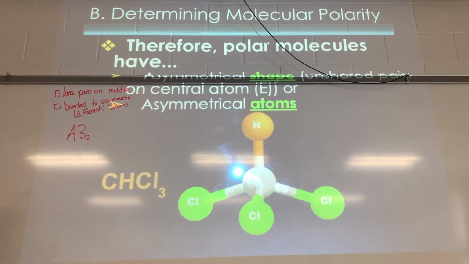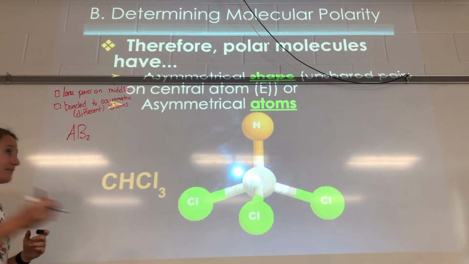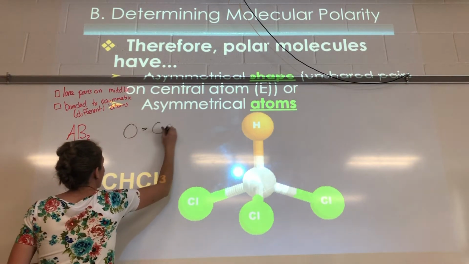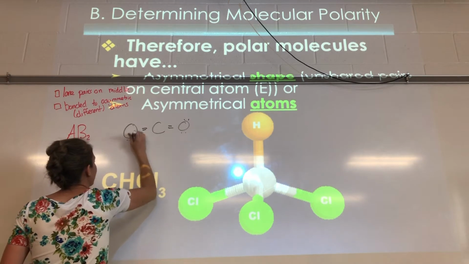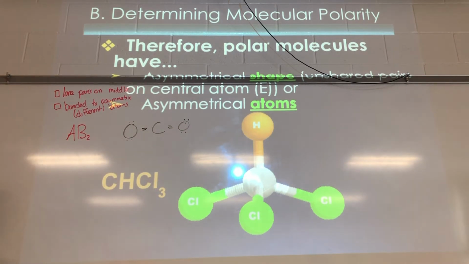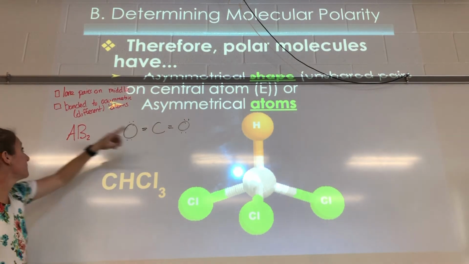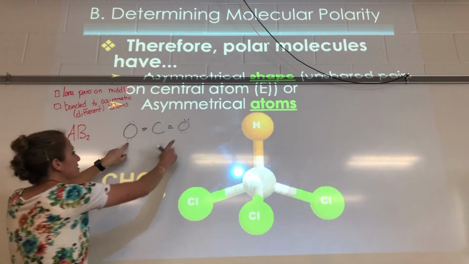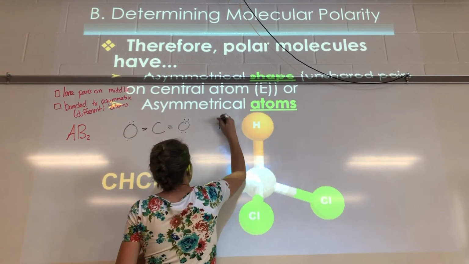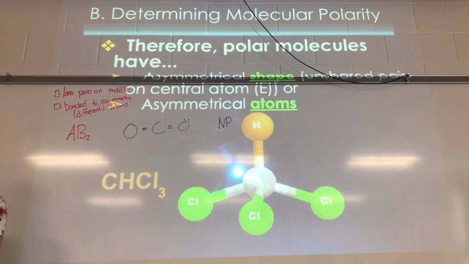Okay? All right, so our first example, AB2, I didn't write down what we did. Was it CO2? Was that the example molecule I gave you? Okay, so I'm just going to draw that so we can talk about it up here. You should already have that in there. So, are there lone pairs on the middle? Nope. Bonded to different atoms, oxygen, oxygen, nope. So this would be classified as non-polar because it doesn't meet either of those requirements. It's completely balanced. Okay?